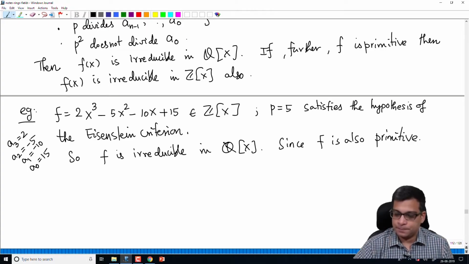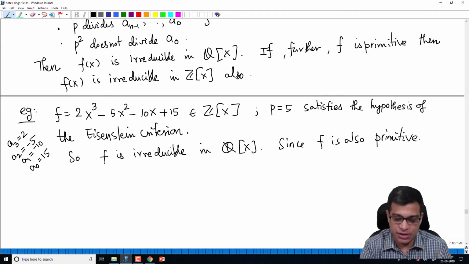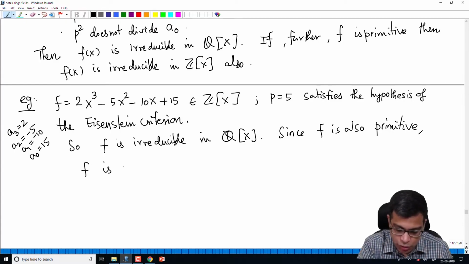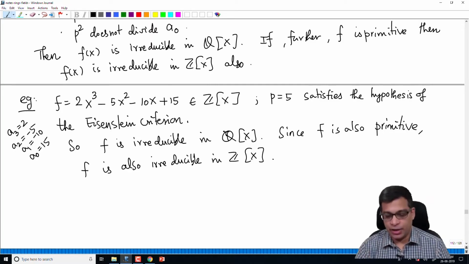Why is that? Because remember, a primitive polynomial is a positive degree polynomial with positive leading coefficient such that the GCD of all its coefficients is 1. Here the coefficients are 2, minus 5, minus 10, 15. The GCD is 1, since there is no number greater than 1 that divides all these coefficients. So f is primitive and hence f is also irreducible in Z[x].